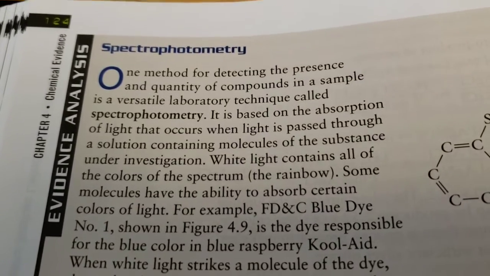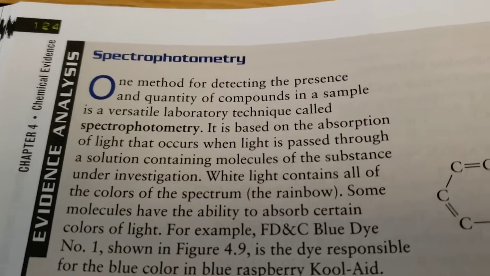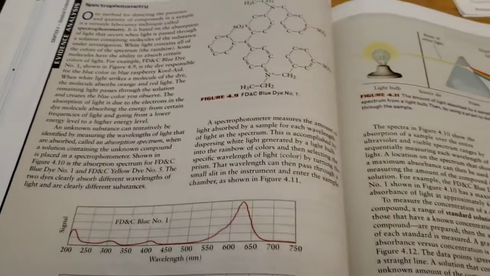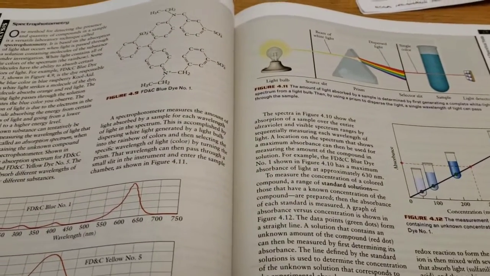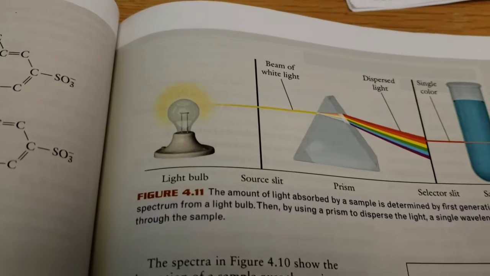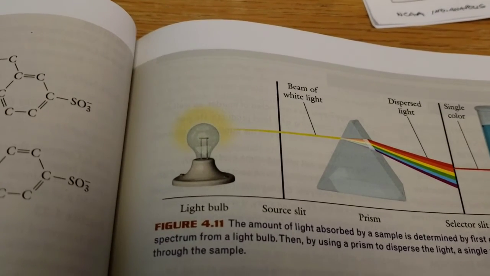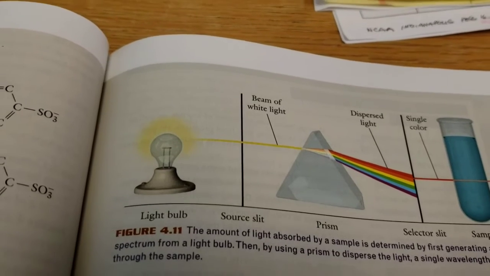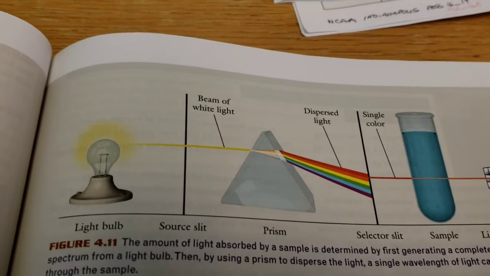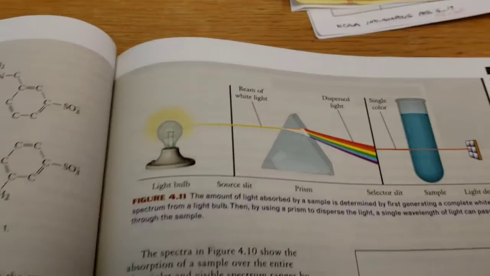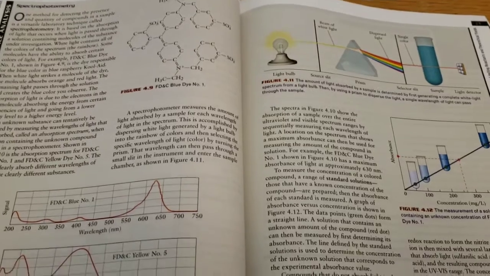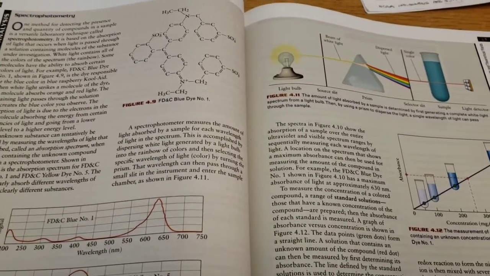Chapter 4 of our text contains a forensic analysis section on spectrophotometry. Spectrophotometry is a method of analysis where we look at what components of light a sample absorbs. We're going to take a source of white light and pass it through a prism or a diffraction grating, and then allow individual wavelengths of light to pass through our sample. And that sample will absorb light in either the visible or the ultraviolet region of the spectrum.